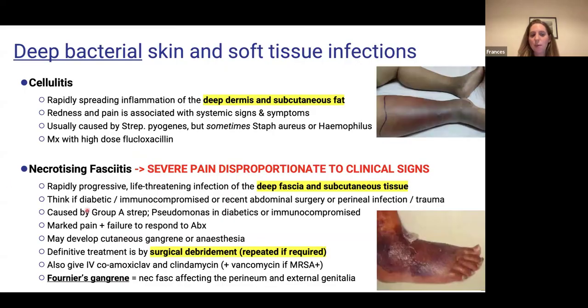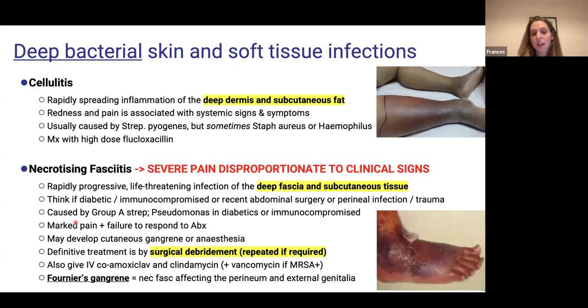And you're going to be thinking about this if they're diabetic, if they're immunocompromised, if they have classic risk factors, maybe they've had recent abdominal surgery, or recent infection of the perineum or perineal trauma, like in childbirth. It's going to be caused by things like group A strep, Pseudomonas, and essentially you'll have really, really significant pain and they're not going to be responding to antibiotic therapy.